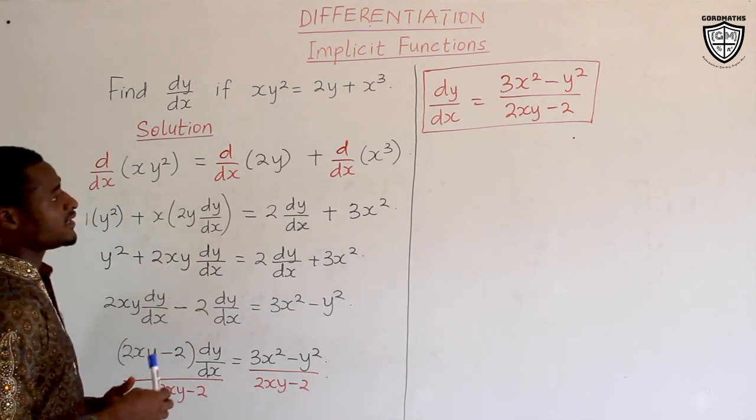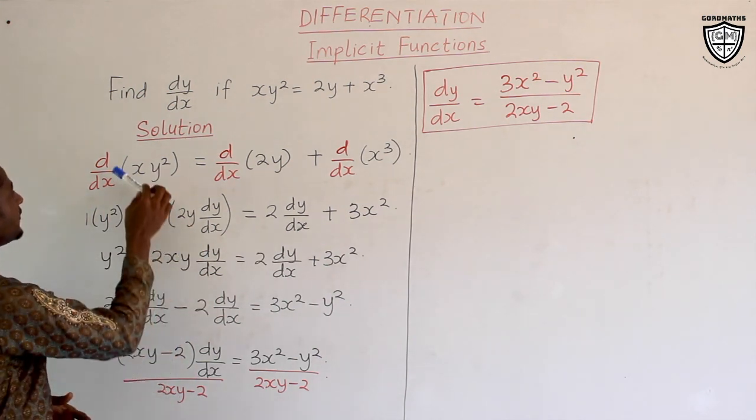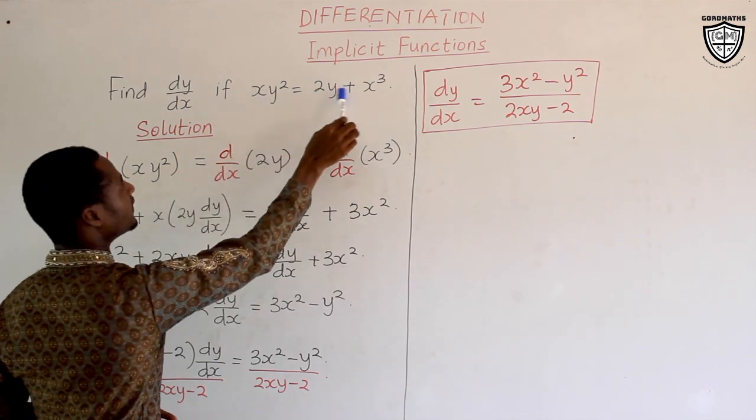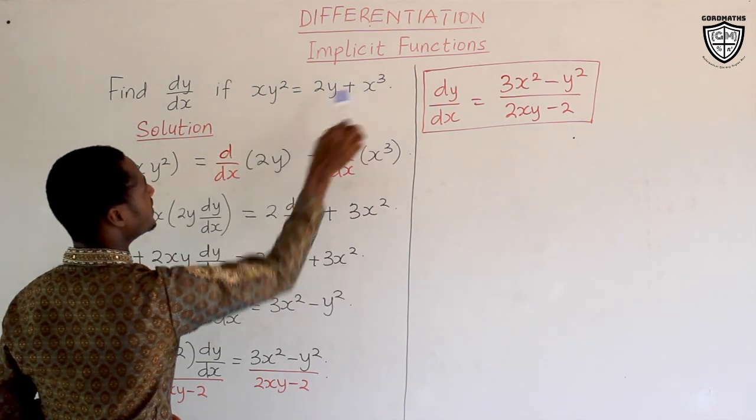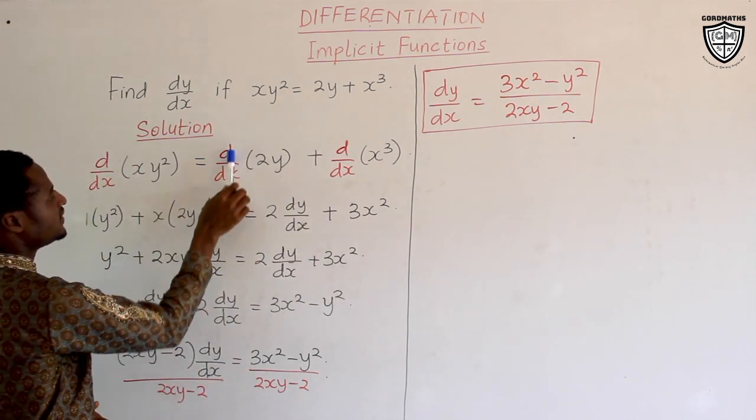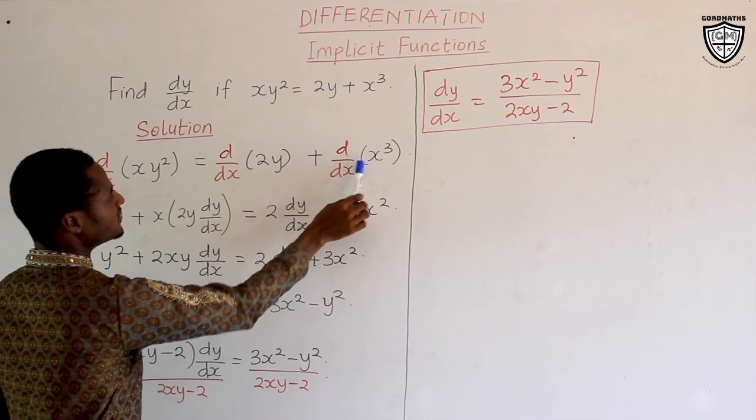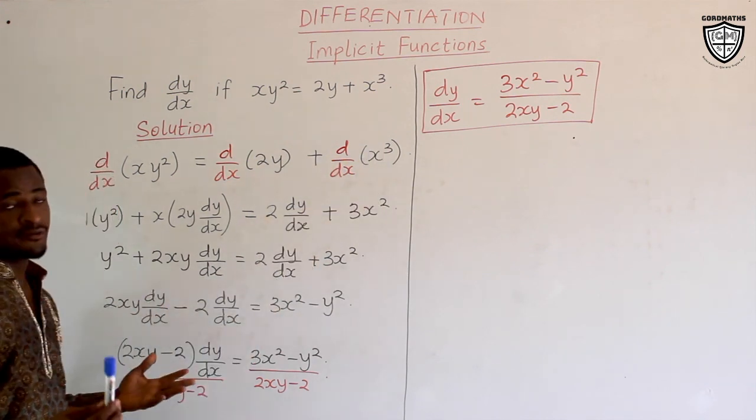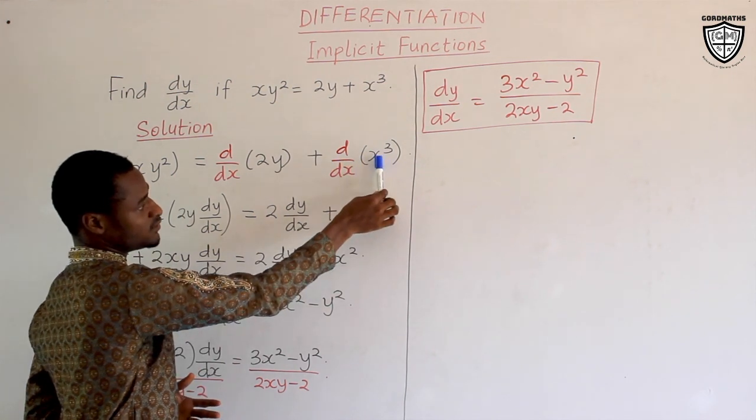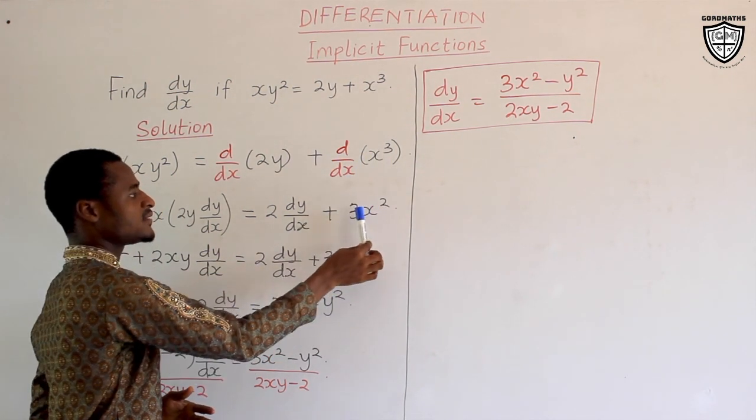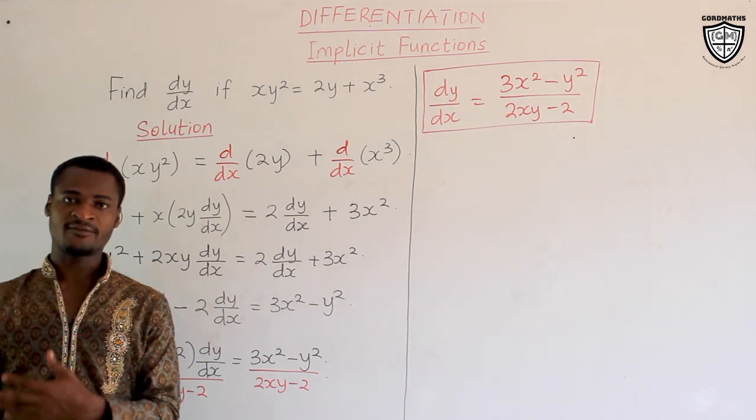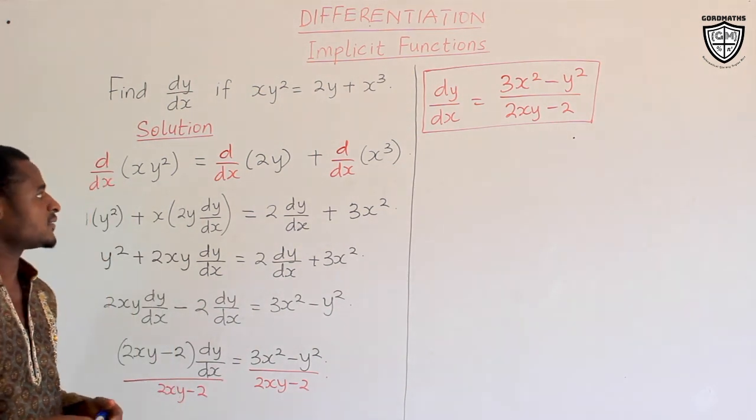So as we have done in our previous examples, we find the derivative with respect to x of each term of the function. These are the three terms of the function. So d dx of this term, d dx of the next term, d dx of the last term. Where we know that d dx of x cubed, that is differentiating this with respect to x, will give us 3x squared from the general rule of differentiation. You can refer to our previous lesson on that.